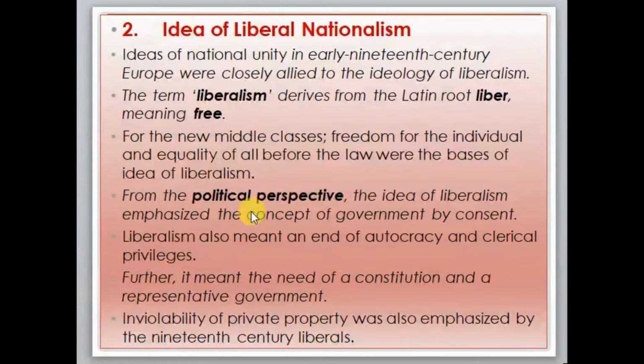Politically, it emphasized the concept of government by consent. Since the French Revolution, liberalism had stood for the end of autocracy and clerical privilege. Further, it meant the need of a constitution and a representative government through parliament. 19th century liberals also stressed the inviolability of private property.